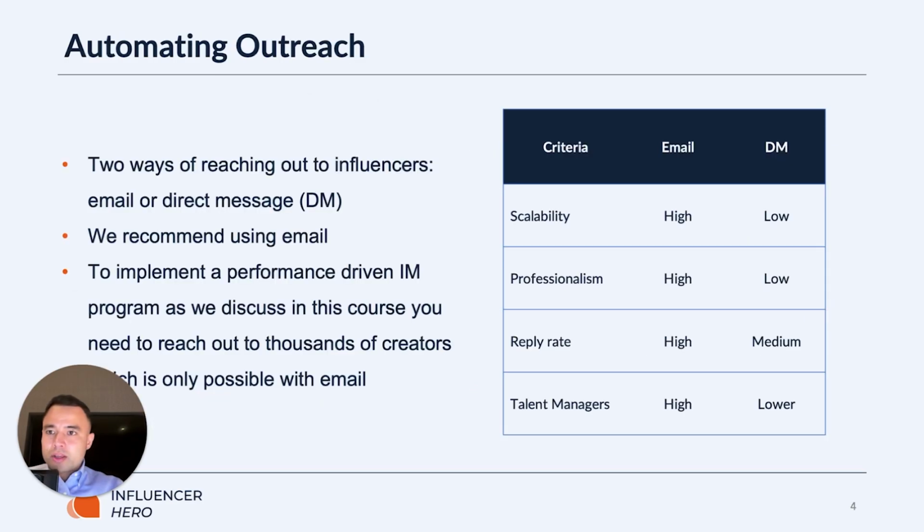Then automating your outreach, right? So let's take it from the beginning, step by step. There are essentially two ways of contacting influencers. The first one is email, and the second one is direct message. I get this question all the time from users asking, hey, should I use email or should I DM them? And there's kind of a generalized rule here, and we go through this in this chapter.